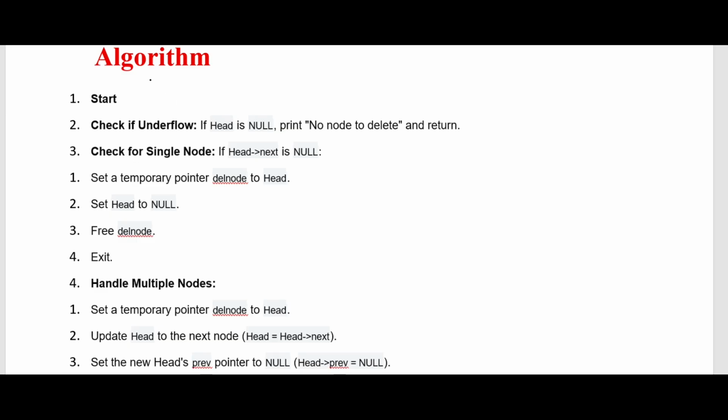I have written the algorithm for deletion at the beginning of the double linked list. We have already discussed 3 cases. One is underflow, that is, head is null, so there is no node to delete. If it is a single node, the condition is head of next is null. If so, head is assigned to del node, then head to null. Free of del node. This is the first case, this is the second case, then exit. Third case: handle multiple nodes.